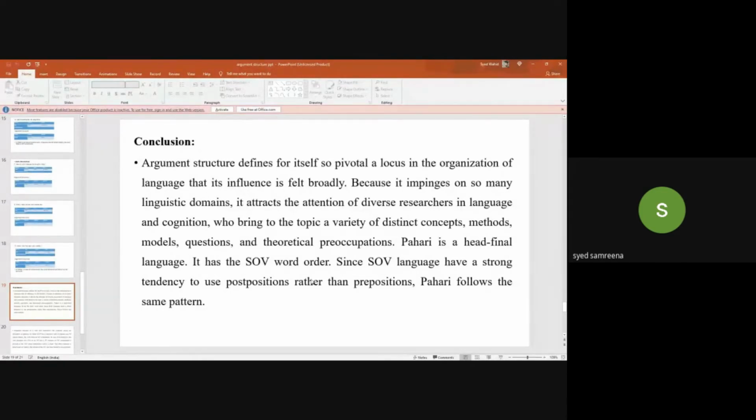Pahari is a head-final language. It has SOV word order. Since SOV languages have a strong tendency to use postposition rather than preposition, Pahari follows the same pattern.